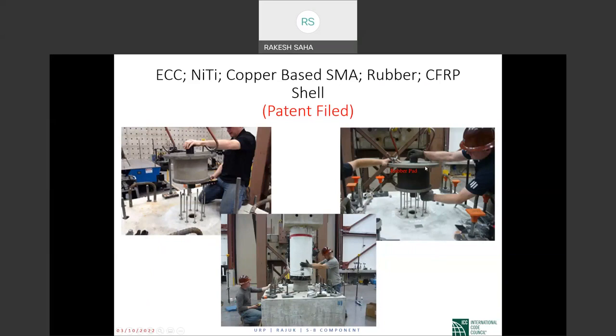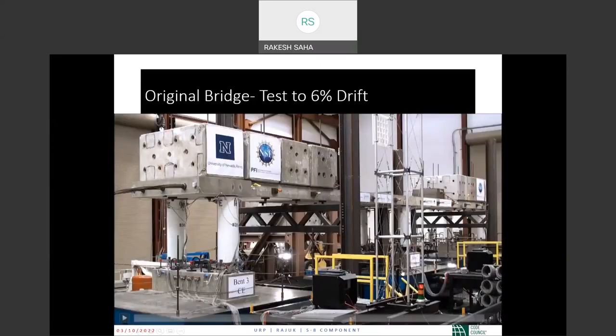In this figure on the upper right, you see a rubber version of it. So in this one, instead of ECC, we use rubber. This is something that we have patented, about 3 years ago. And then, of course, once this element or the other element are installed, the upper part of the column, which uses CFRP shell, is lowered onto the footing, and of course, everything is connected.